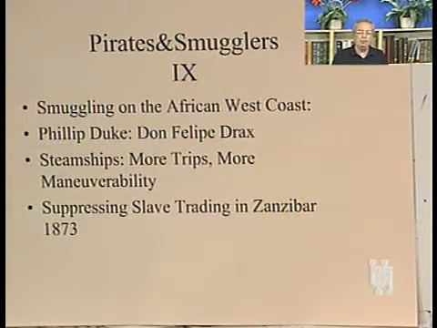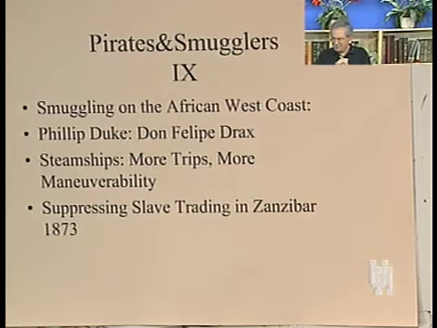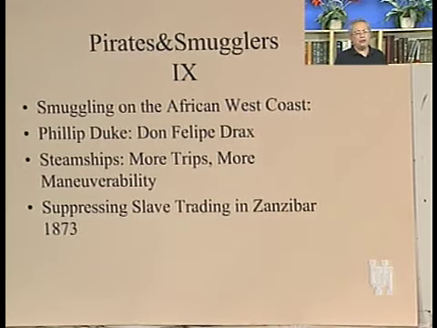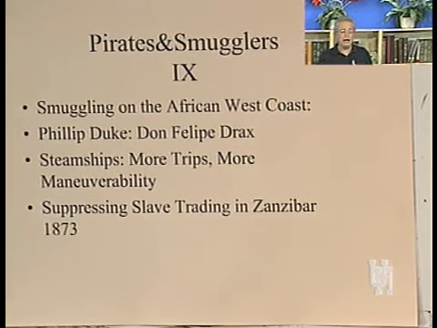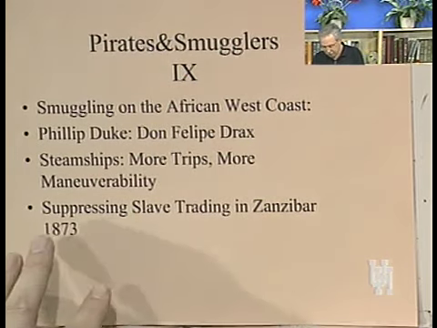And although the British had officially outlawed it, nevertheless, people like a man named Philip Duke, a U.S. citizen, continued to engage in the trade. He took on the enticing title Don Felipe Drax, pretending he was some kind of Spanish nobleman. In fact, he was a petty trader involved in the buying and selling of thousands of human beings. In fact, he kept a small island that he owned in the Caribbean, stocked with thousands of slaves, who he would then sell off to planters in the American South and to Cuba in particular.